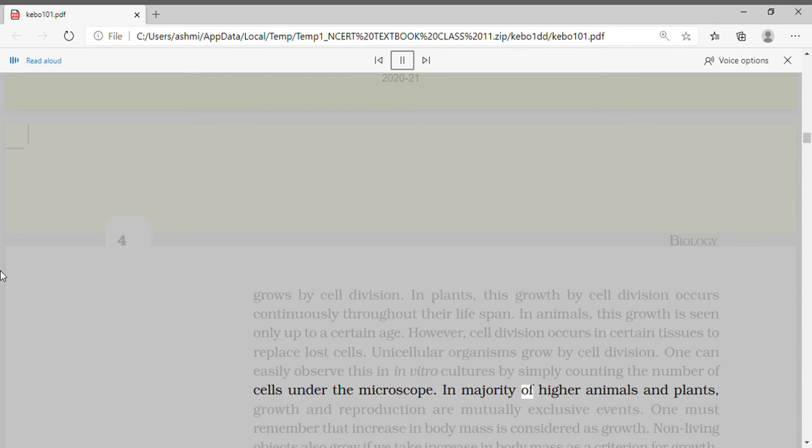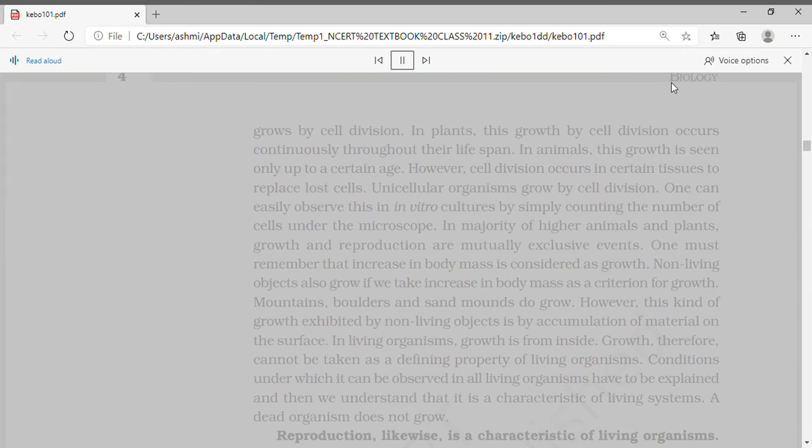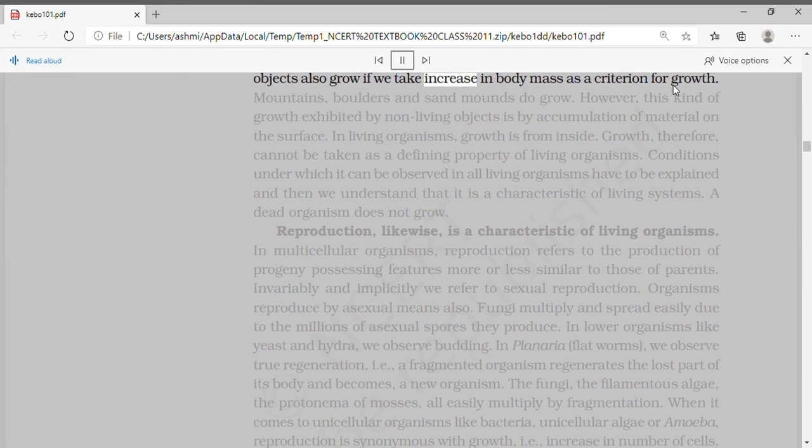In the majority of higher animals and plants, growth and reproduction are mutually exclusive events. One must remember that increase in body mass is considered as growth. Non-living objects also grow if we take increase in body mass as a criterion for growth.